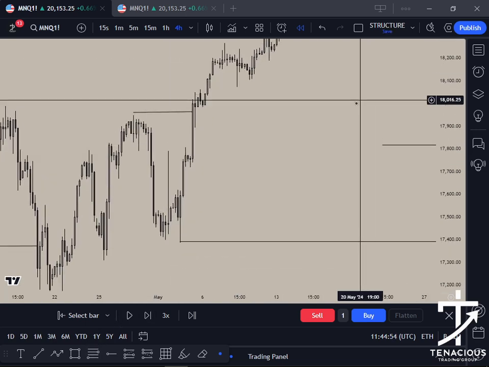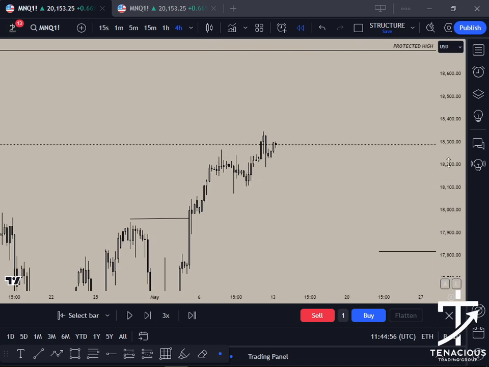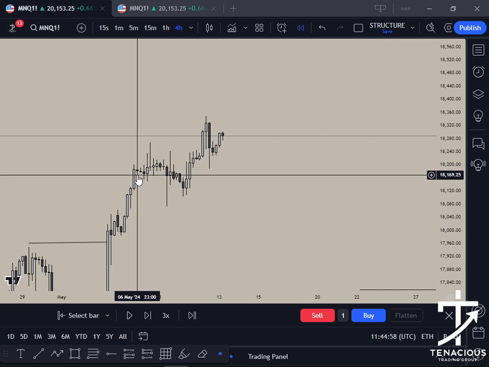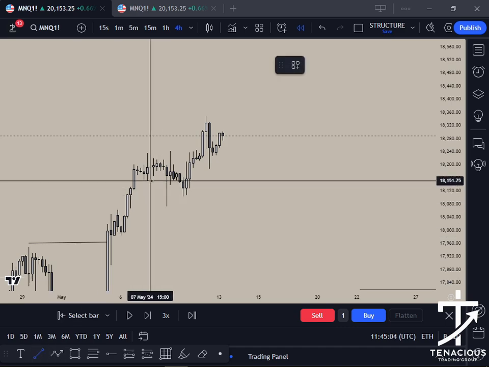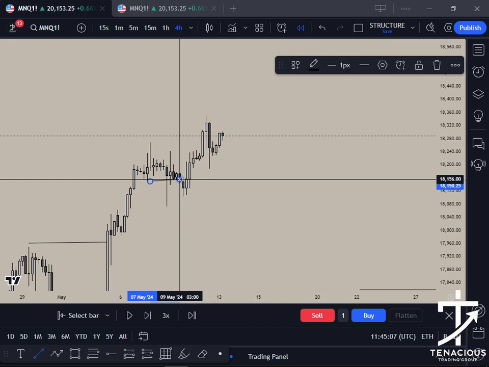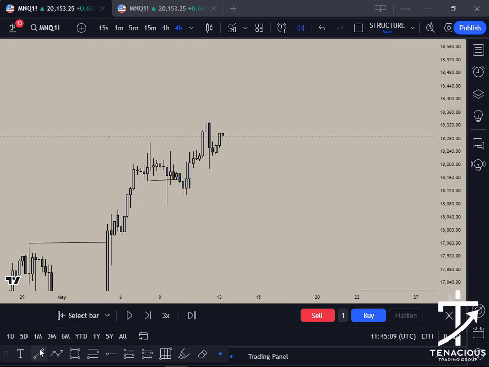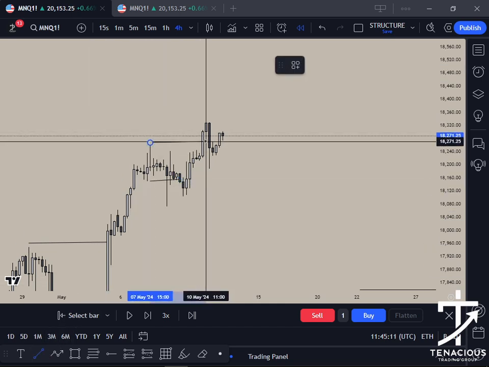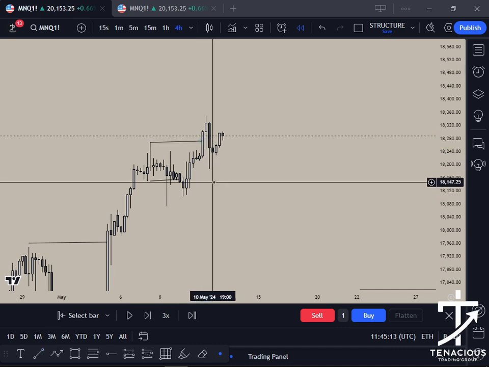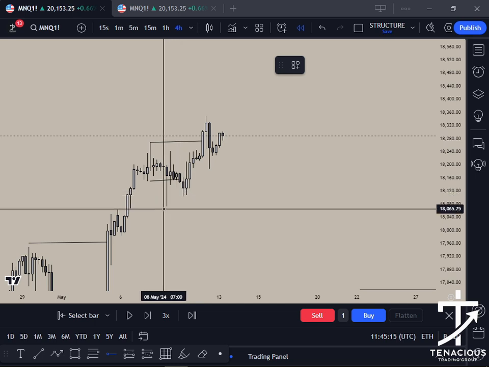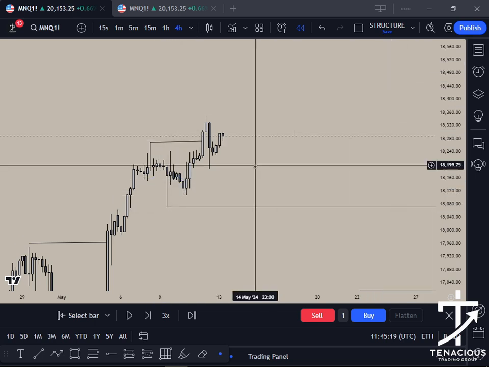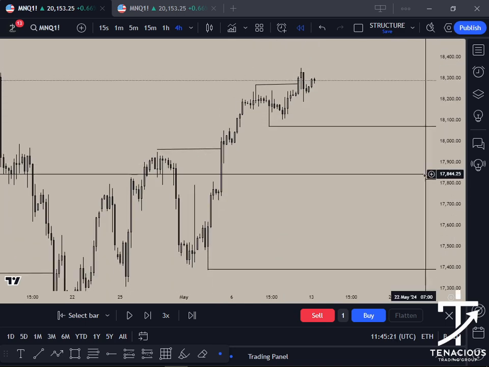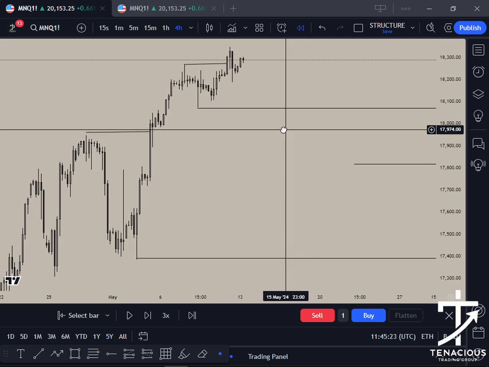Okay, again, are these validated swing highs? This one is, because we closed below before we broke structure. So now this is my new protected high. I mean, this is my new high, and where's my protected low? At this point there. Remember, this is internal. This is internal.